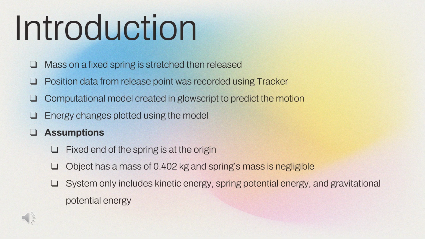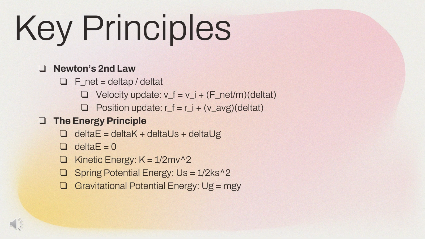The assumptions are that the fixed end of the spring is at the origin, the object has a mass of 0.42 kilograms, and the spring's mass is negligible. The system only includes kinetic energy, spring potential energy, and gravitational potential energy. So these are the key principles I used for this lab.